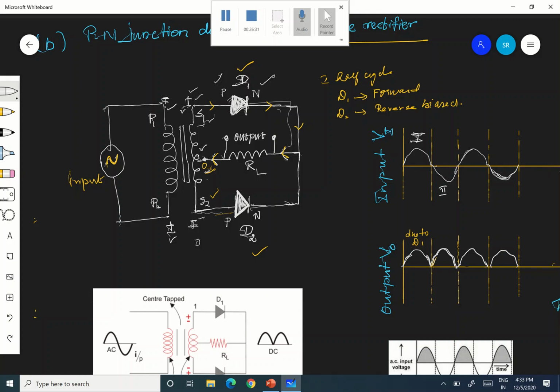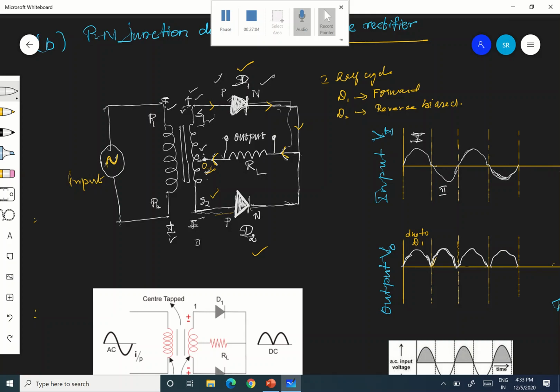S1 is negative, S2 is positive. O will be at a higher potential when compared to S1 but lower potential when compared to S2. Every time it is changing, we can understand, okay? Therefore, now with that, you can say that in D1, P is connected to S1, that is negative, and N is connected to the higher potential O.